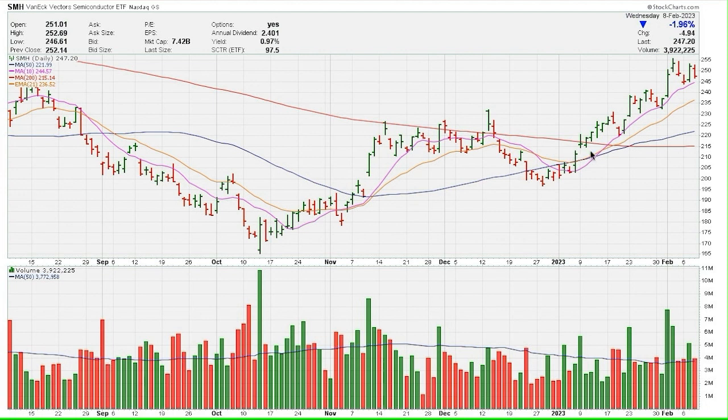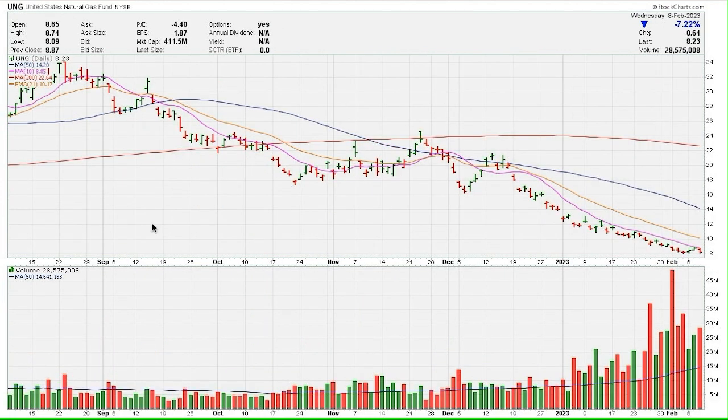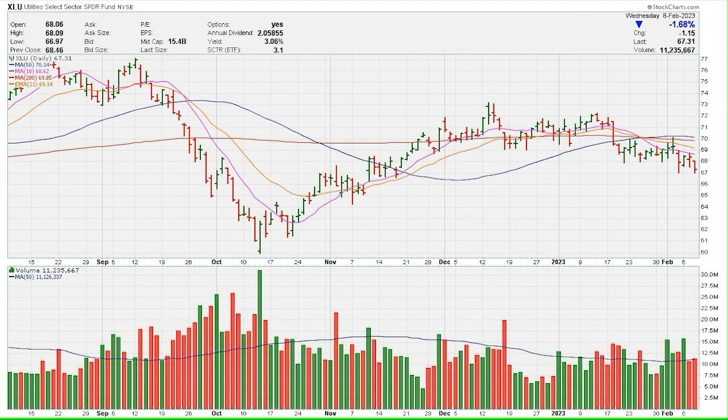This is semiconductors. Just wanted to take a quick snapshot of the semiconductor stocks. They tend to lead the technology group. You can see that the semiconductors are now in an uptrend. This is natural gas stocks. The price of natural gas has really been dropping, and as you can see, the downtrend in the natural gas fund kind of gives you a feel for what's going on with energy right now.